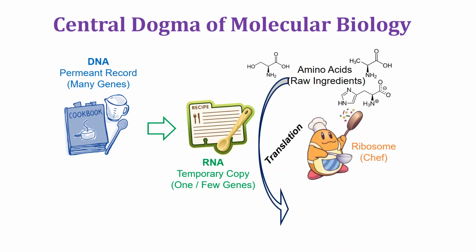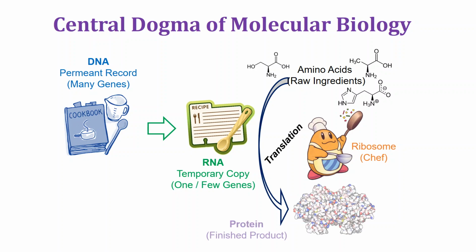Then, specialized machinery or molecules in the cell, for example, one of the central ones here is known as the ribosome, will then take the genetic information and read it. And this information again specifies the order of amino acids to form a particular protein. That protein is the finished product and can carry out some activity.